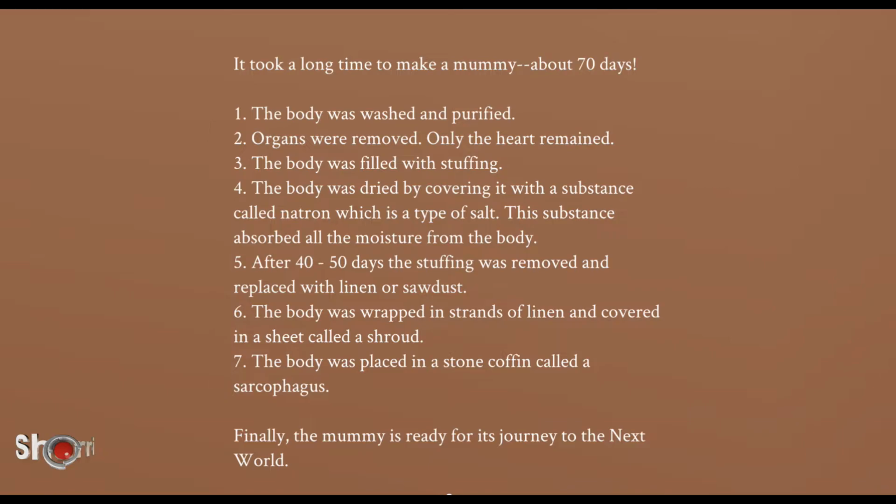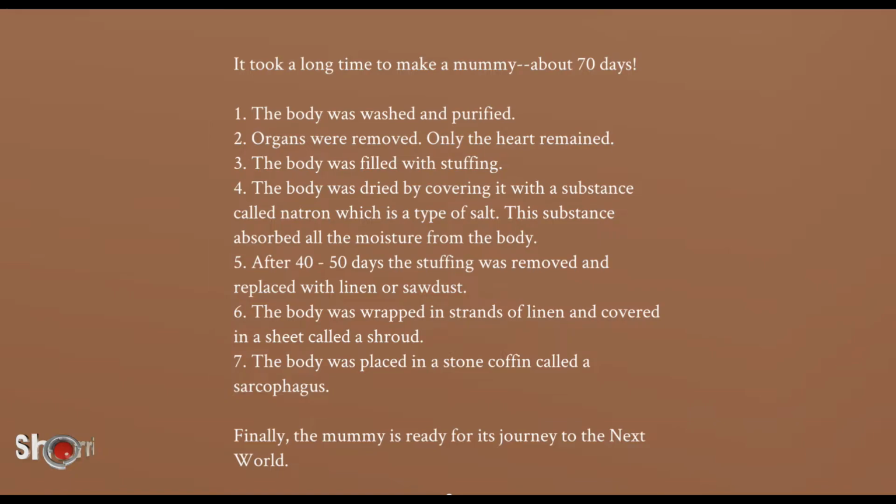It took a long time to make a mummy, about 70 days. The body was washed and purified, organs were removed, only the heart remained. The body was filled with stuffing. The body was dried by covering it with a substance called natron, which is a type of salt. This substance absorbed all the moisture from the body.